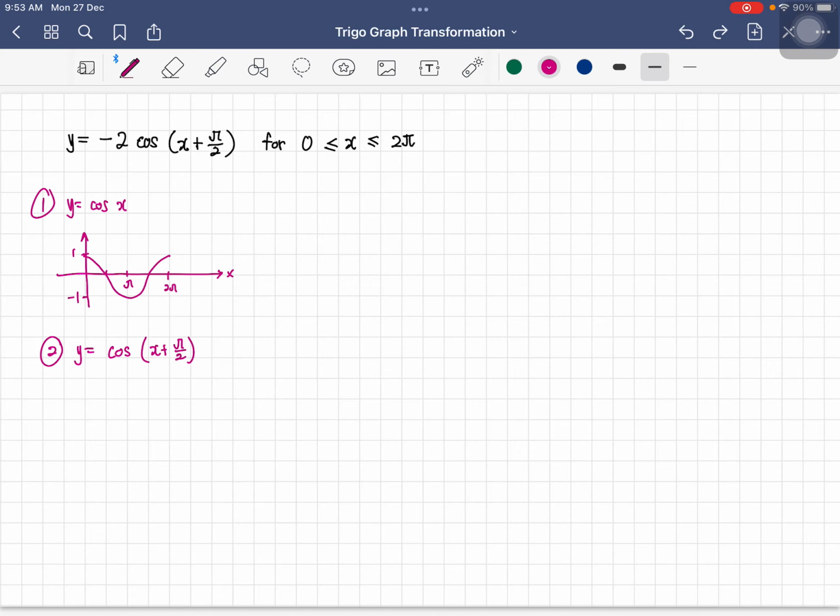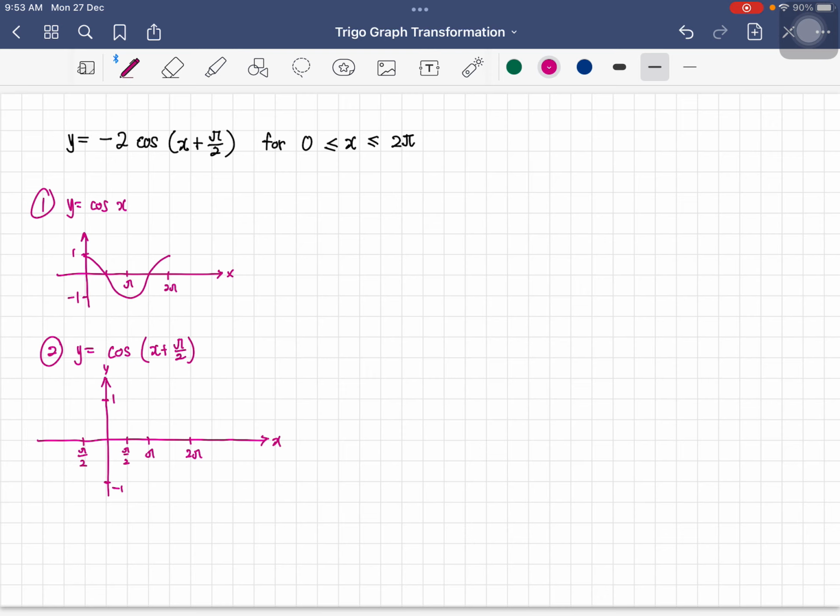So to the left by pi over 2 units means that I'll have something like this. Let me just sketch it. Okay, so this is pi and this is 2 pi. All right, so this is of course pi over 2. If it is moved to the left by pi over 2 units, you have something like this. Suppose I have 1 here, so that it is much bigger.